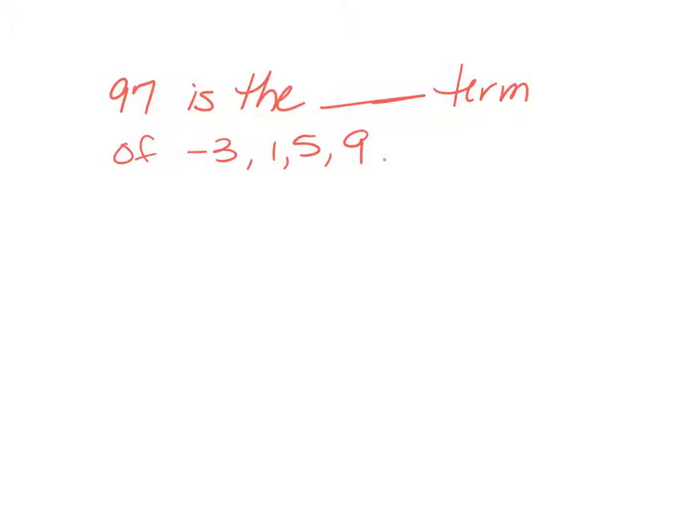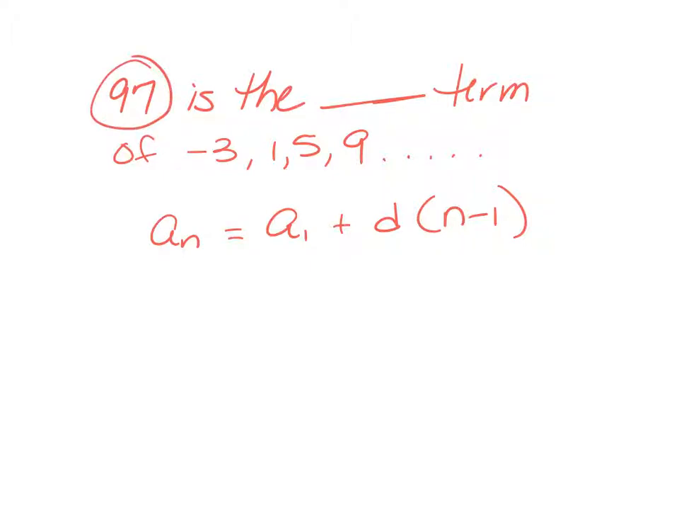When they're asking this question, 97 is the blank term of the sequence -3, 1, 5, 9, and so on. What are they asking us to find? What letter in that formula? They're asking us to find n. So you have An equals A1 plus d times (n minus 1). Well, I know An because they're telling me that 97 is the nth term. So we're going to make that 97 here. A1 we know is -3. The distance is plus 4 times (n minus 1).